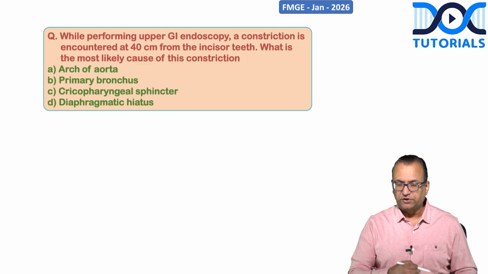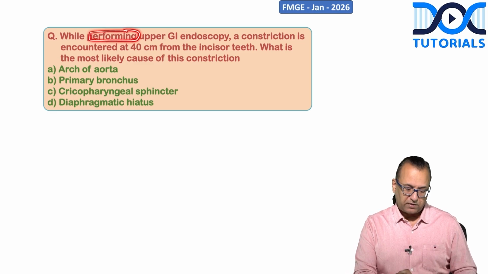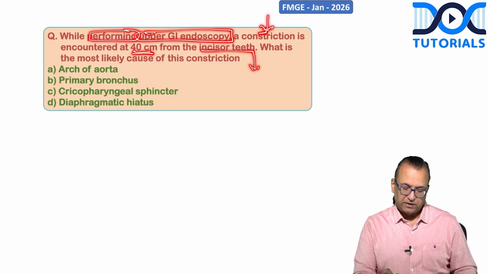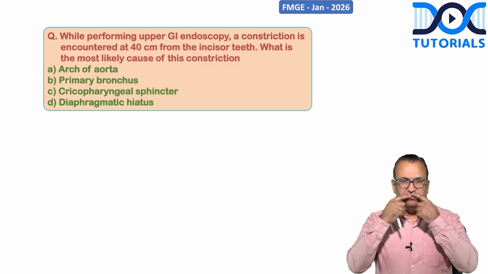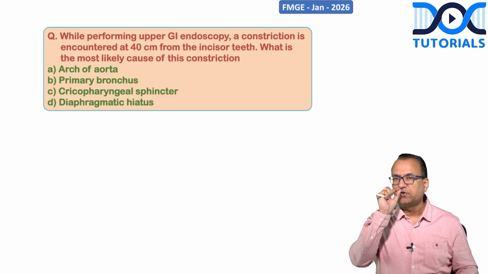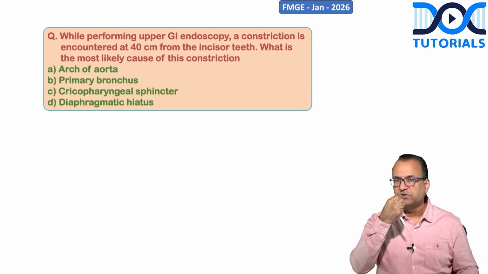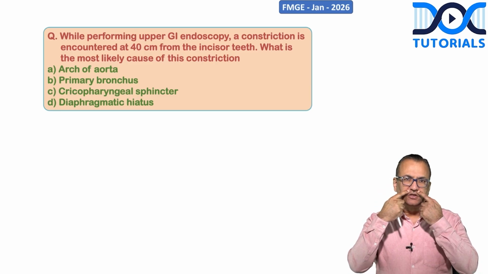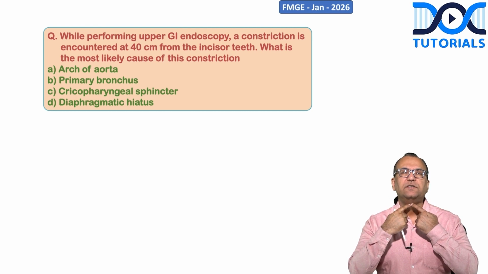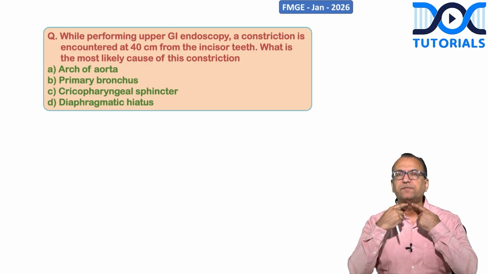Esophageal constrictions. While performing the upper GI endoscopy, a constriction is noted 40 cm from the incisor teeth. If you calculate from the upper incisor, say you are putting a nasogastric tube or orogastric tube, Ryle's tube, calculated from the upper incisor, you will find there is the pharynx and esophagus beginning, and 15 cm from the upper incisor, there is a cricopharyngeal sphincter.